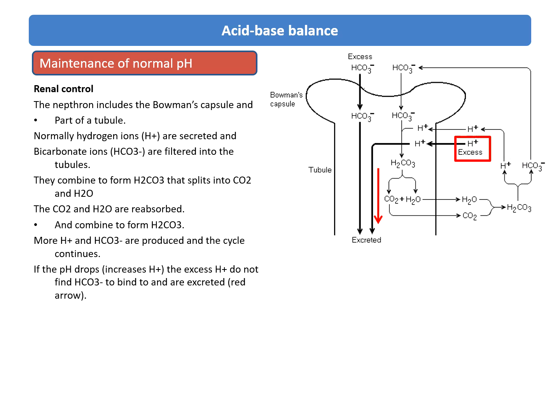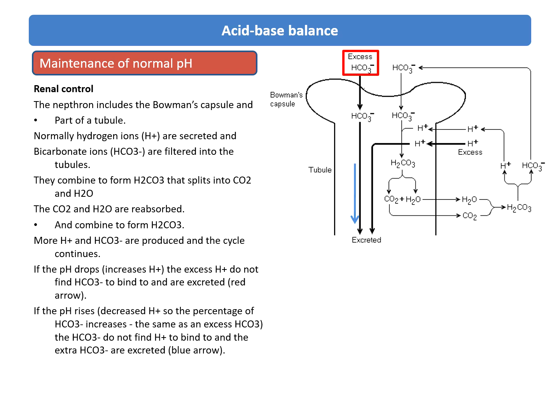If the pH drops, that is, there's an increase in hydrogen ions, the excess hydrogen ions that are secreted into the tubule don't have any bicarbonate ions to react with. So they're excreted from the body. If the pH rises, that is, there's a decrease in hydrogen ions in the body, now it's as though there's an excess of bicarbonate ions. So the bicarbonate ions that are filtered into the tubules don't find any hydrogen to bind to, and the extra bicarbonate ions are excreted.